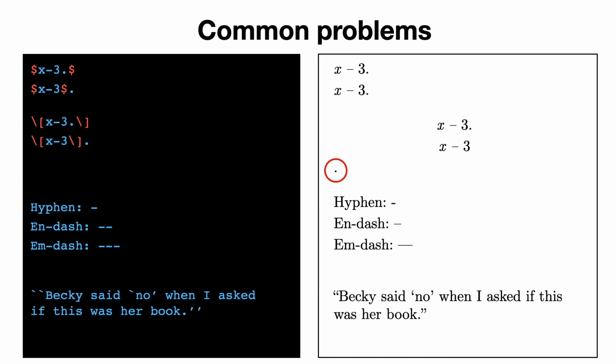Likewise, for the single quotation marks, you want to press the back quote once on the left, and you want to use the apostrophe on the right. And that will generate quotation marks that behave the way you're expecting them to behave.